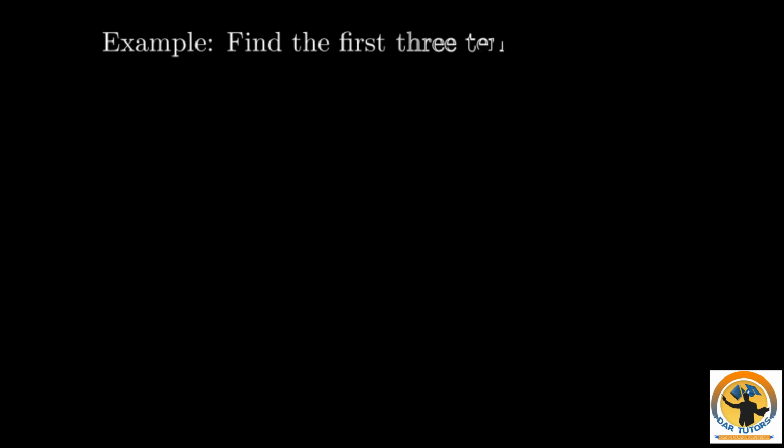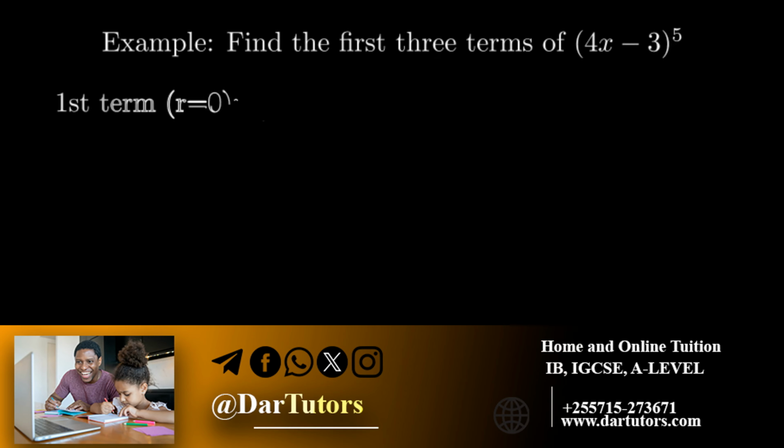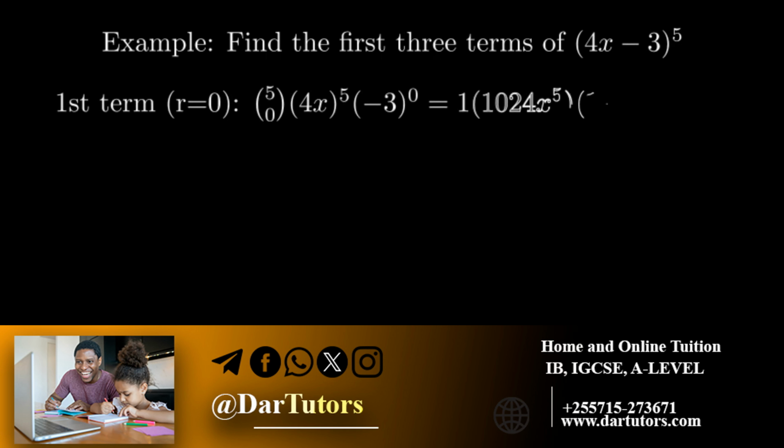Let's try another example. Find the first three terms in descending powers of x for the expansion of (4x minus 3) to the power of 5. Descending powers of x means we start with the highest power of x, which is x to the fifth. This corresponds to r equals 0. The first term is 5 choose 0 times 4x to the fifth times negative 3 to the 0. This simplifies to 1024x to the fifth.